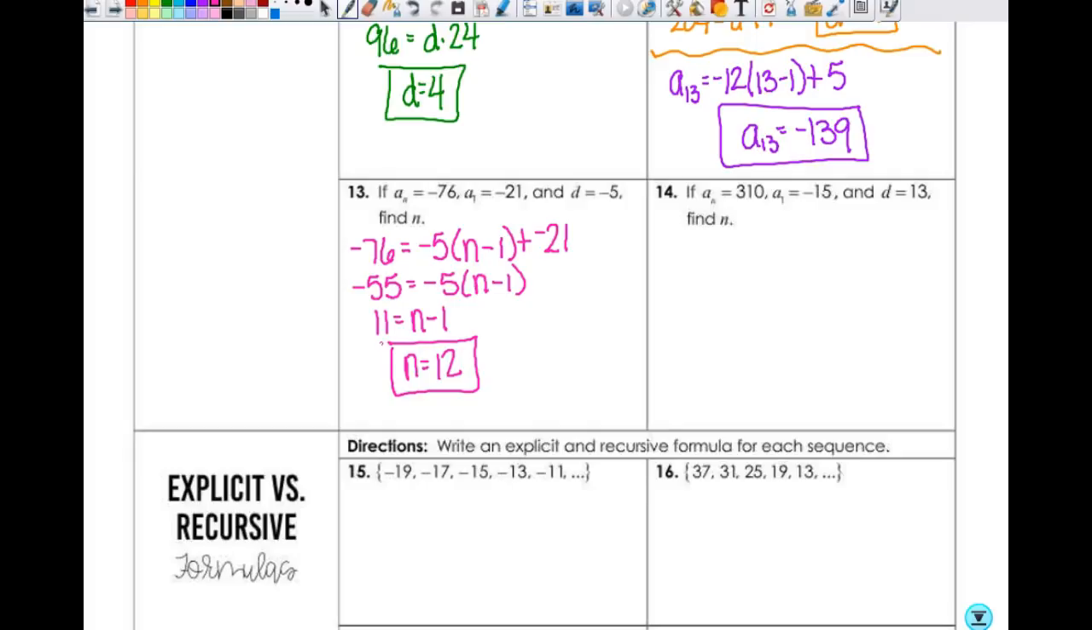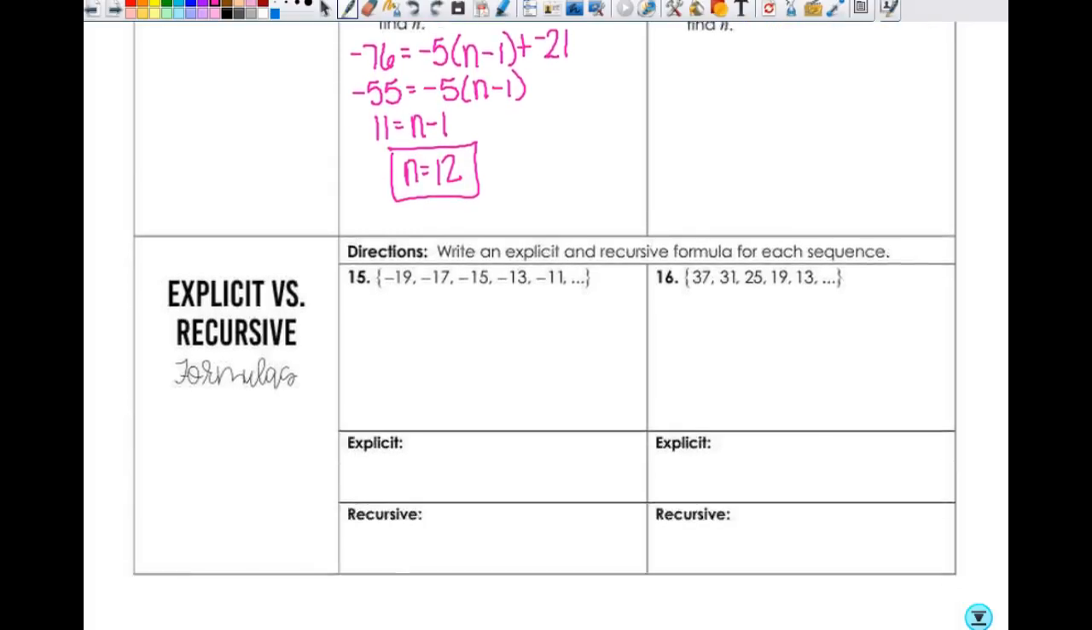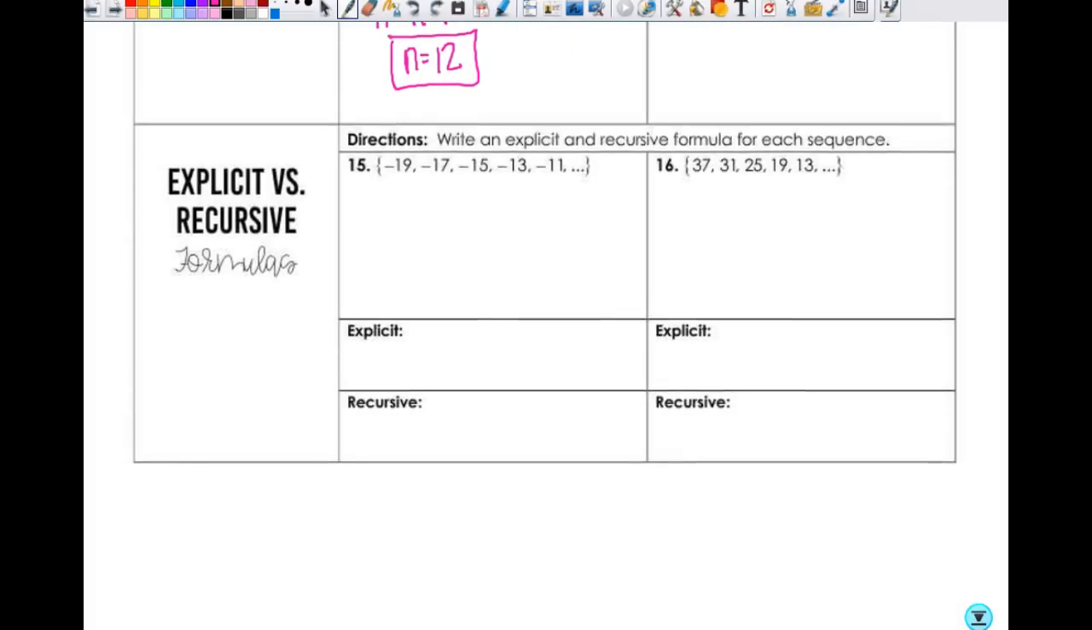And there you go. Now for 15 and 16, I'm asked to do an explicit and a recursive formula for each sequence. So I need some of the same information depending on which one I'm doing, so let's think about what we need. First of all, I need to find my common difference. So it looks like here I'm adding 2 each time, right? So I would say that D equals 2.